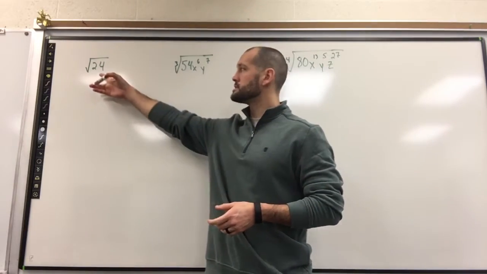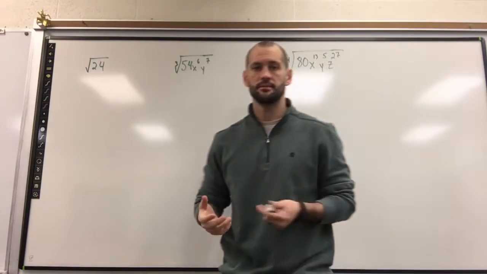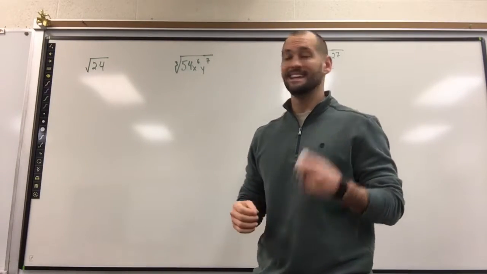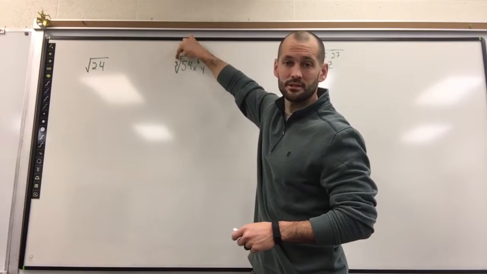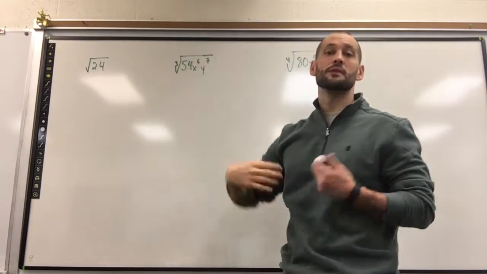Now, we're going to be talking about how to break down different roots with a different index. Just a reminder of vocab. The index is the number sitting on the outside of the radical. The expression on the inside of a radical is the radicand.